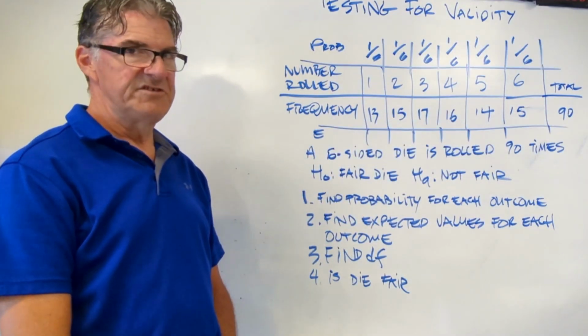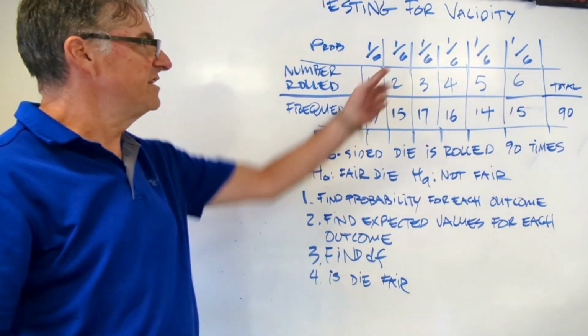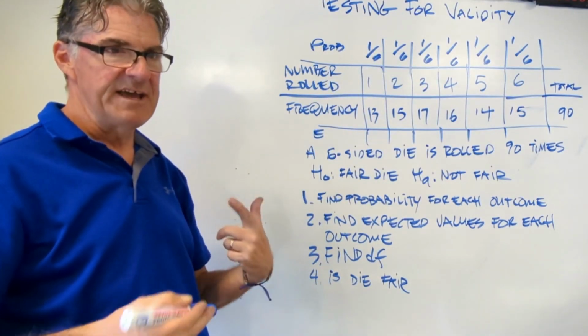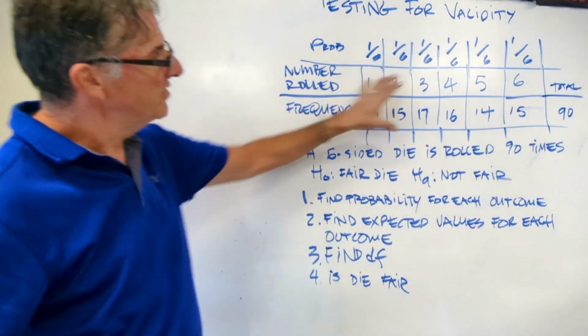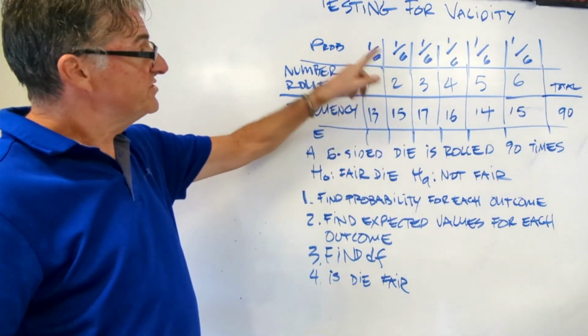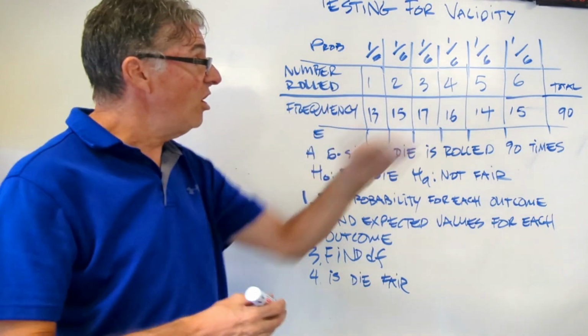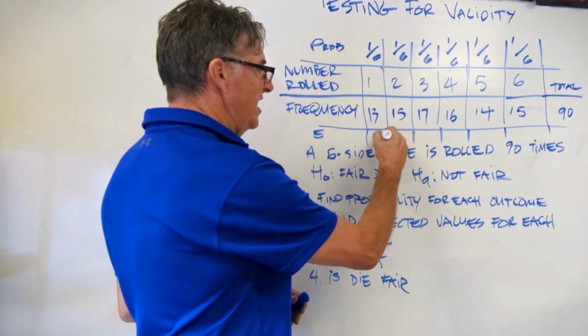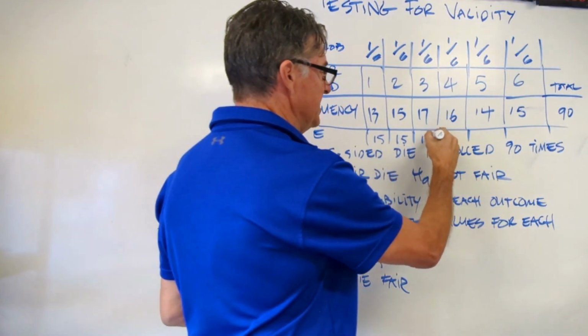I don't know why I needed to walk away from that, because 90 divided by 6 is 15. I can do that in my head, but that's what I did. And then I also kind of made this table a little bit more clear. So 1/6 times 90 is 15 for all of these. So the expected values are 15 for each of them.